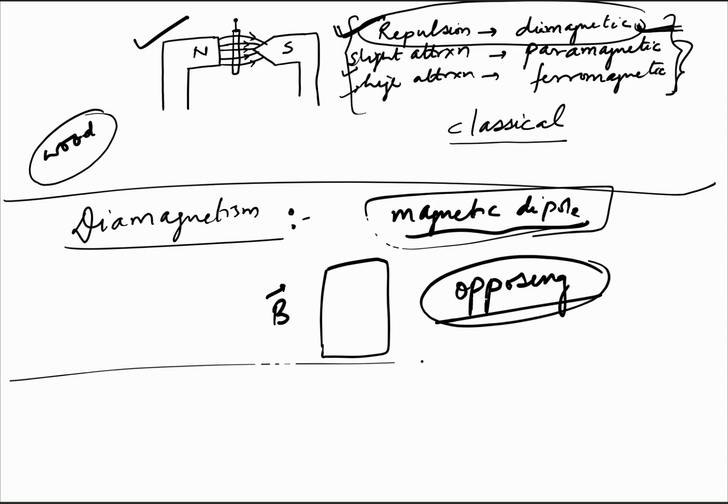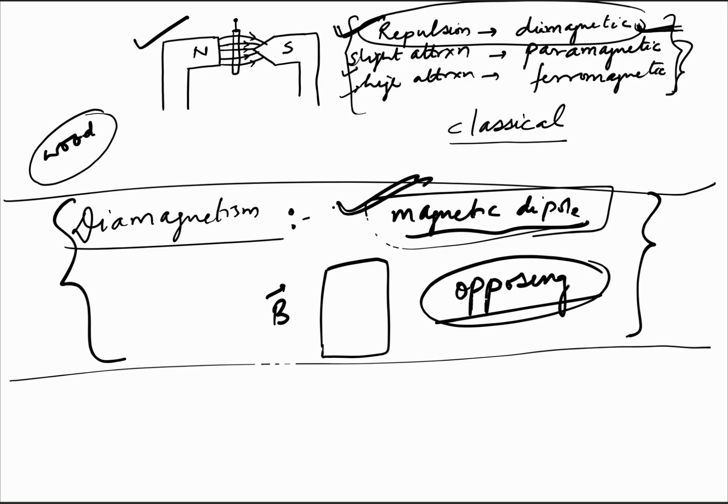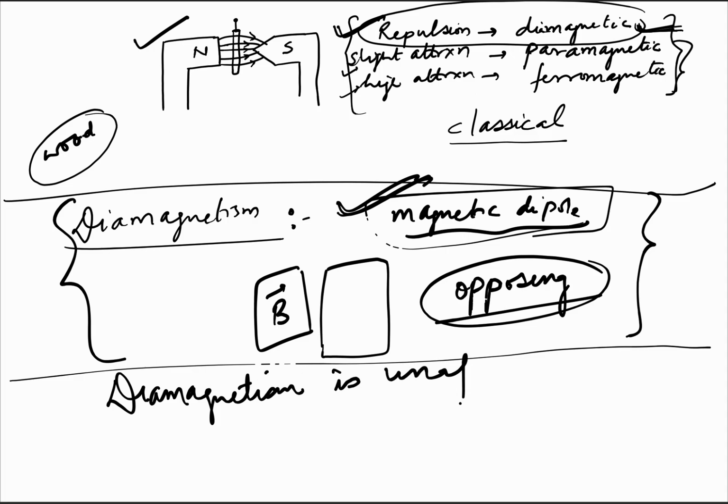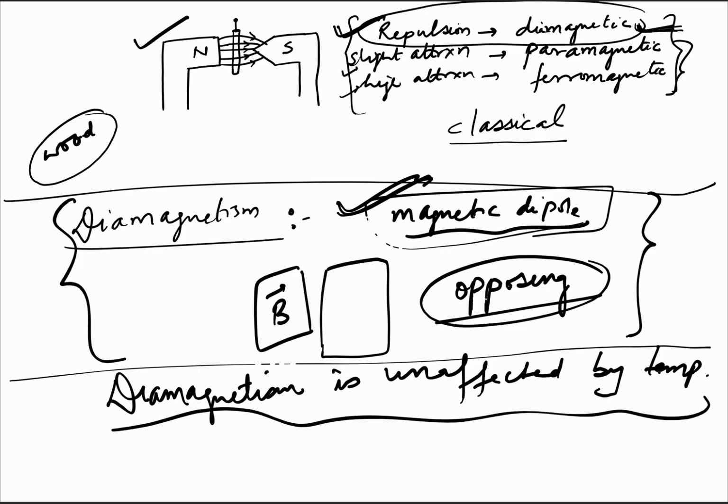Now, this effect does not depend on temperature, because nothing in this explanation shows any item which depends on temperature. These are already balanced, and we are trying to put the field from an external agency, so nothing depends on temperature. So diamagnetism is more or less unaffected by temperature. So this explains the diamagnetic properties of material. Now in the next lecture we will see the paramagnetic properties of material.